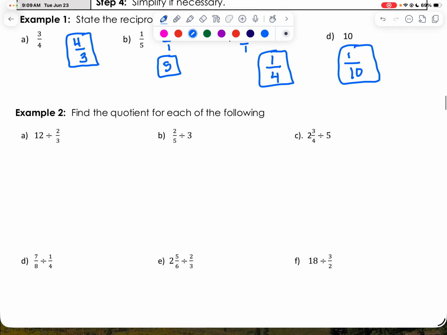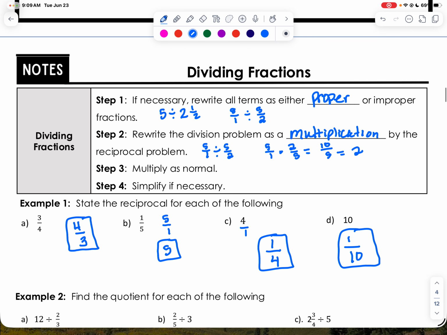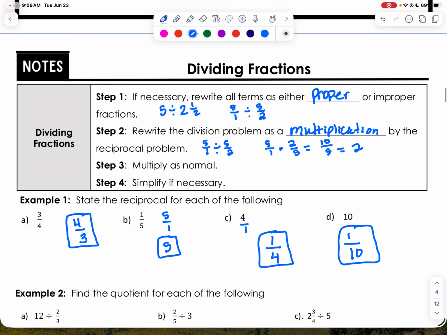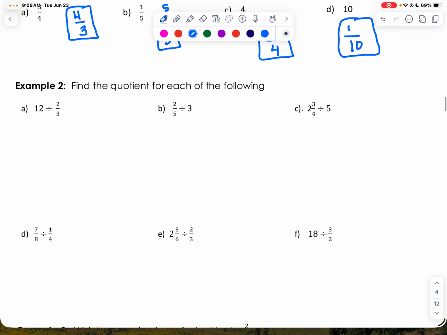All right. Example 2, find the quotient for each of the following. Now, I'm going to use the steps that we talked about up here. So step 1 is make sure all the terms are either proper or improper fractions. So in problem A, we need to rewrite 12 as a fraction. So this would be 12 over 1 divided by 2 over 3. That's step 1, okay? Step 2 is you want to rewrite this as a multiplication by the reciprocal problem. So you're going to keep the first fraction the same, change the divide to a multiply, and then find the reciprocal of the second fraction.